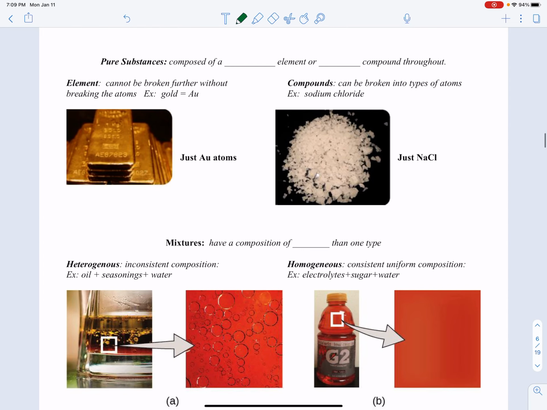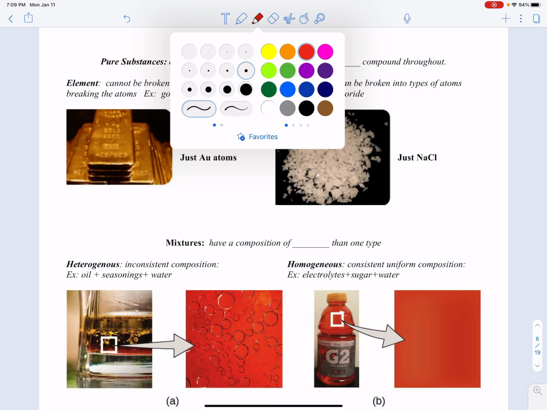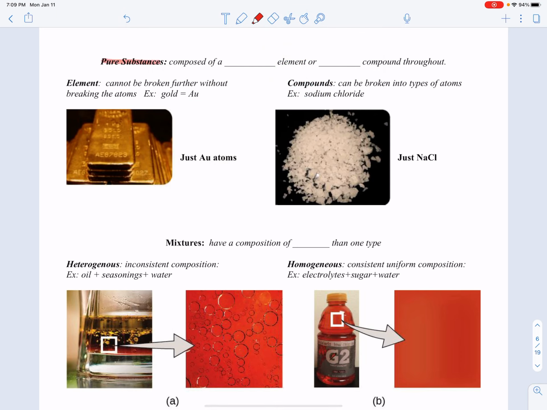Now this section is just some terminology, making sure you're really comfortable with terminology. We have pure substances and we have mixtures. A pure substance is composed of a single element or a single compound throughout. What this means is it's a single type of element. It can be lots of atoms, but they're all the same type. In a minute, we'll see gold atoms. And up here, a single type of compound throughout.